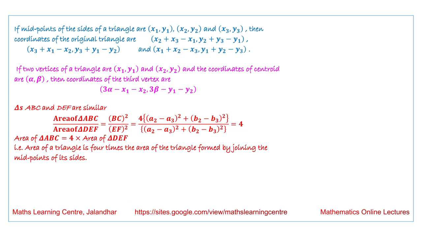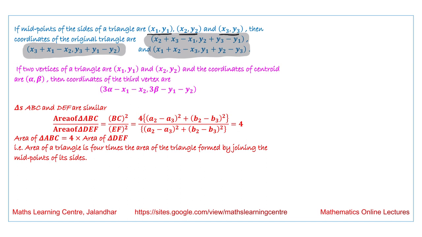So from the previous result, we can obtain the following results. First is, if the midpoints of the sides of a triangle are x1 y1, x2 y2 and x3 y3, then the coordinates of the vertices of that triangle are given by x2 plus x3 minus x1, y2 plus y3 minus y1, then it is x3 plus x1 minus x2 and y3 plus y1 minus y2, and the third coordinate is x1 plus x2 minus x3 and y1 plus y2 minus y3.